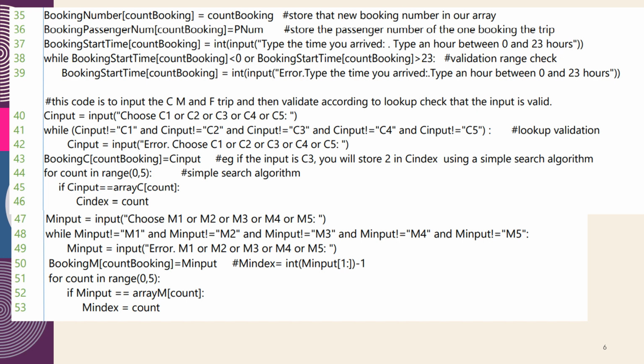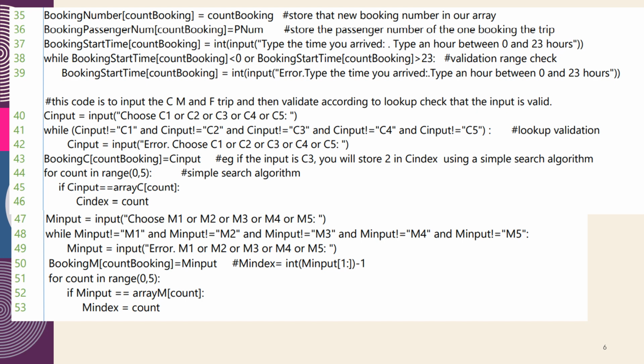validation. So while the booking start time is less than 0 or it's greater than 23, that means they typed either 26 or they typed -5. This is not a valid time. Error, please type a number between 0 and 23 hours. Now, looking at line 40 to 46, these lines are all related to the person choosing C1 or C2 or C3 or C4 or C5.